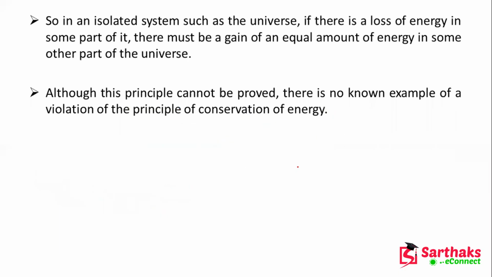Now, in isolated systems such as the universe, if there is a loss of energy in some part of it, there must be a gain of an equal amount of energy in some other part of the universe, because it has to maintain the law of conservation of energy. So if there is some loss at one part, then at another part there should be some gain of energy. This is very, very important. That's why the energy is conserved here.